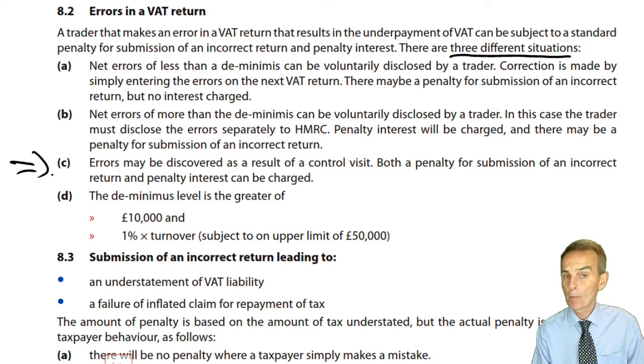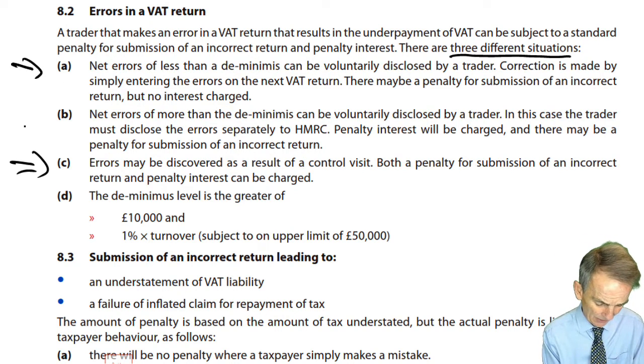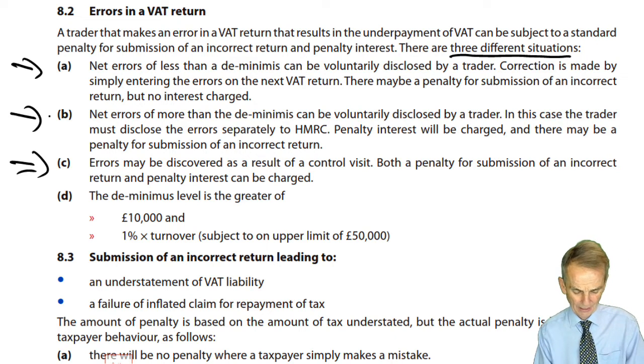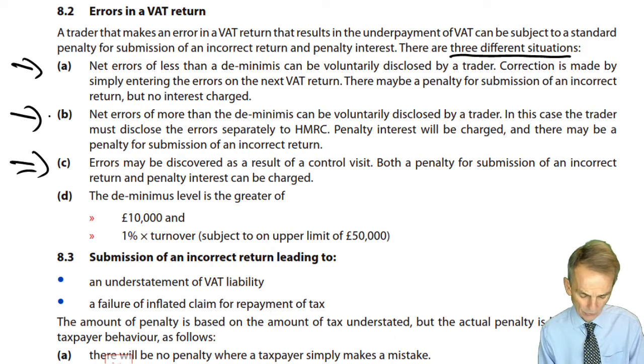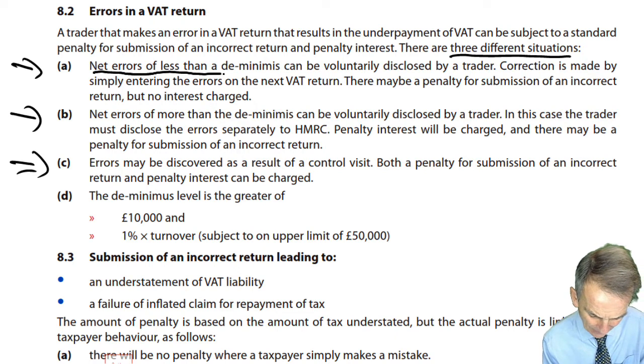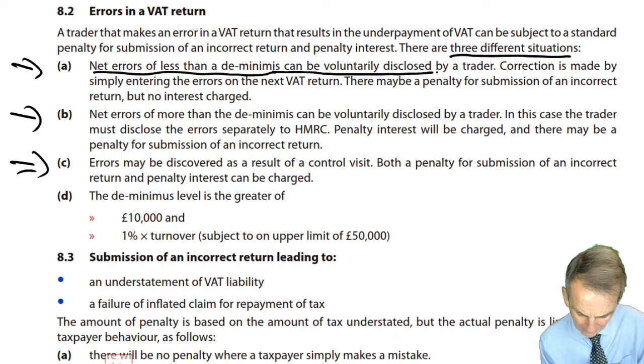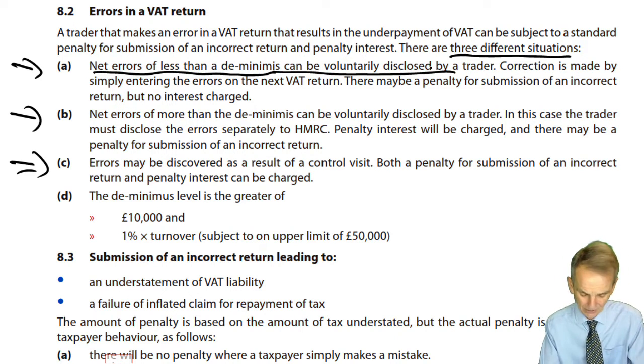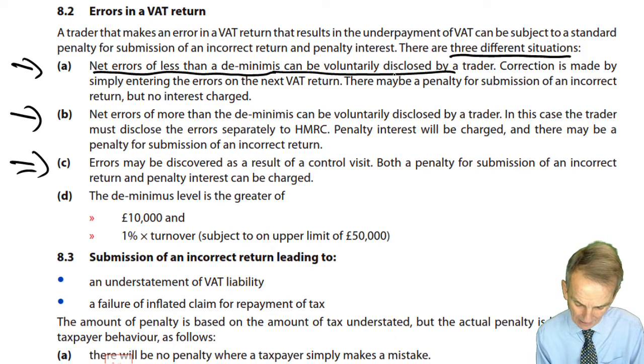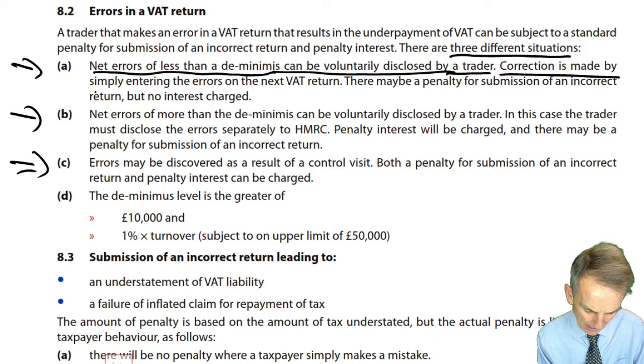We have realised, prior at this moment anyway to any such control visit taking place, that an error has arisen. So we need to do something about it. So it's therefore down to, is it this situation or that, the first or second situation? And that's down to whether or not the net errors here are less than the de minimis, because net errors of less than the de minimis level can be voluntarily disclosed by a trader. Correction is then made by simply entering the errors on the next VAT return.